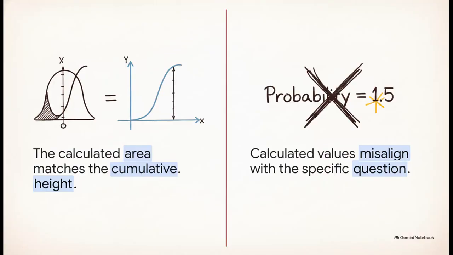So, how do you know if you're conceptually on the right track? Well, a sensible result means the components logically align. The area you calculate mathematically perfectly matches that cumulative height. A suspicious result, on the other hand, happens when your calculated values fundamentally rebel against the question you asked. If you need a cumulative probability for an at-most question, but you generate a relative frequency that isn't bounded between 0 and 1, yeah, your math is sounding a massive alarm.